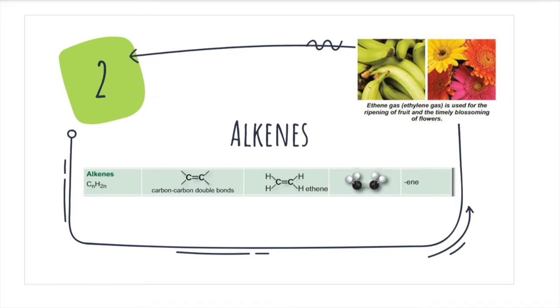Now an alkene that you may be familiar with is ethene gas, also known as ethylene gas, and it is used for the ripening of fruits and to blossom flowers early. So those are some of the uses of alkenes. In this video I'm going to show you how we can draw the alkenes and also how we can use the general formula to describe different alkenes.